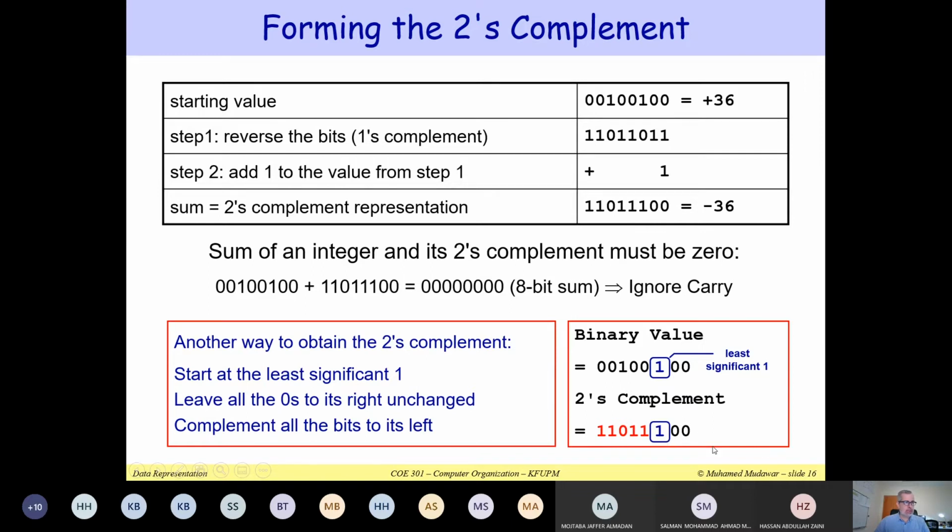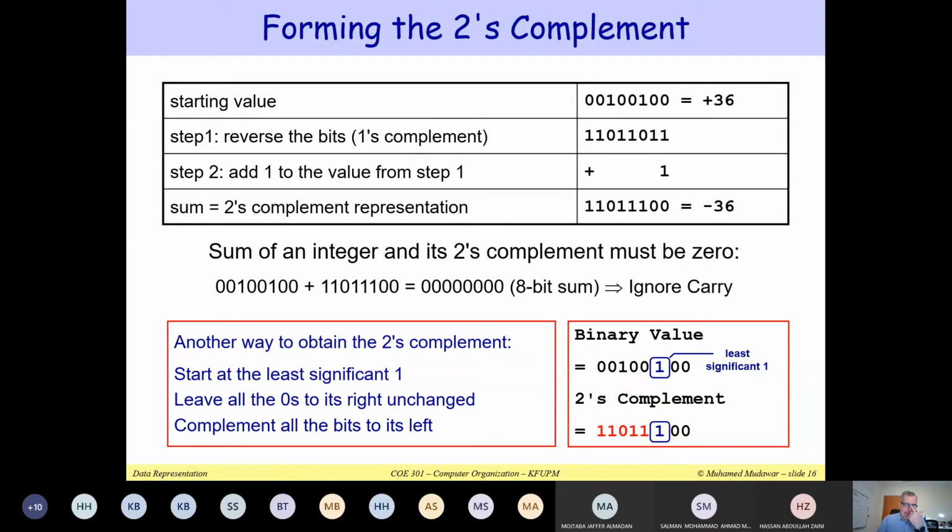The same thing, if you would like to take the 2's complement of negative 36, then keep the least significant 2 zeros without any change. Keep this one, this is the least significant one, and complement all of these bits that appear to the left of this one, and you get back to plus 36. So the 2's complement of plus 36 will give you negative 36. The 2's complement of negative 36 will give you plus 36. This is the meaning of the 2's complement.